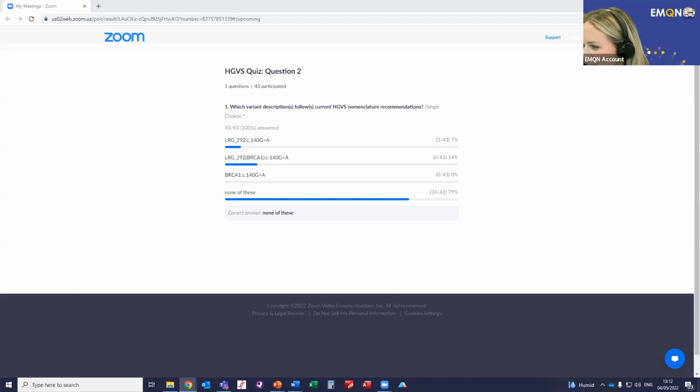Okay, I'm going to share the correct result now. Yeah, to explain, the first one misses the underscore. The LRG has an underscore between LRG and the number. And answer 3 is wrong. It is not following HGVS descriptions because HGVS says you should not add something like BRCA1 in the description of the variant.